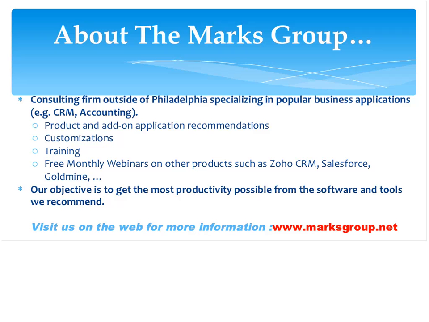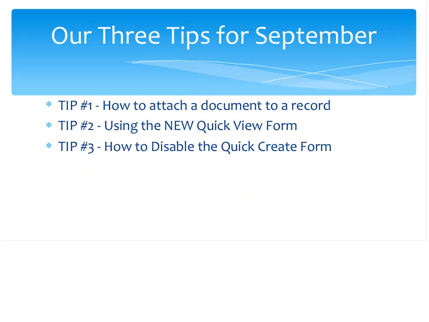Okay, so I'm going to now get into the 3 tips that we have prepared for you today. And again, these are related to Microsoft Dynamics CRM, as I'm sure everyone's aware. Our first tip is how to attach a document to a record within your CRM. It sounds pretty basic, but it's a little tricky to find, so I'm going to show you where to find that. The second tip I'm going to go through is the new Quick View form.